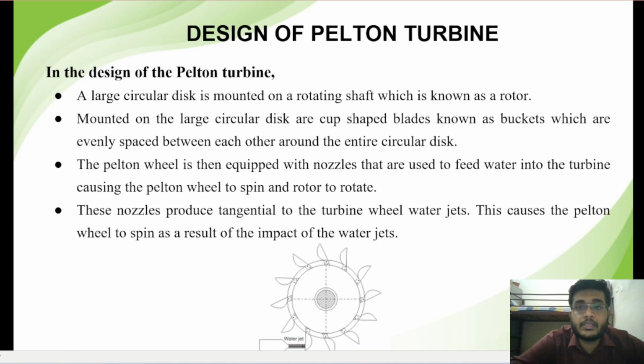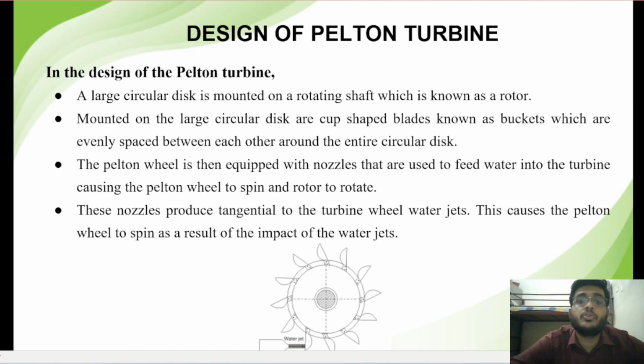Now, the design of Pelton turbines. The design of a Pelton turbine follows a simplistic ideology. First, a large circular disc is mounted on a rotating shaft, which is known as the rotor. Mounted on the large circular disc are cup-shaped blades known as buckets, which are evenly spaced around the rim. The Pelton wheel is then equipped with nozzles that are used to feed water into the turbine, causing the Pelton wheel to spin and the rotor to rotate. The spinning of the wheel and rotor causes power transmission to the machinery.